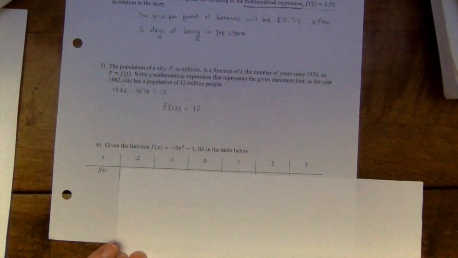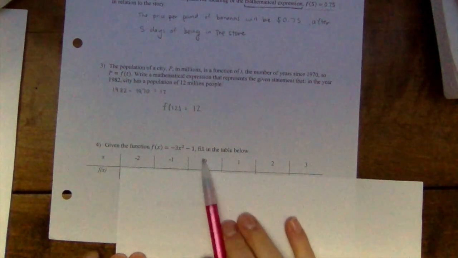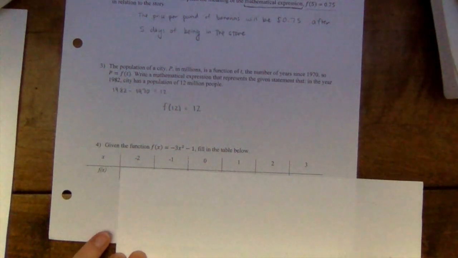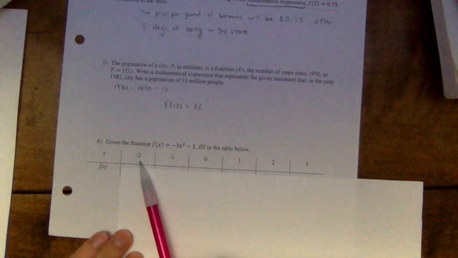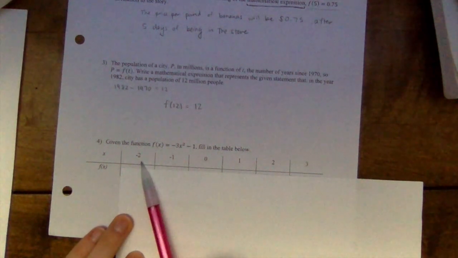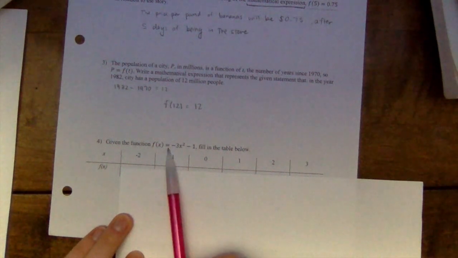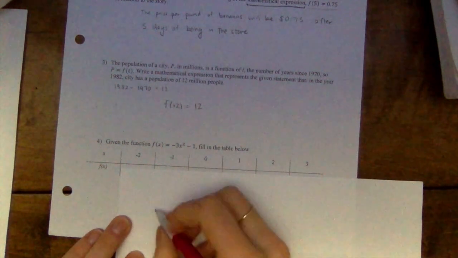All right, moving along here, we got to number 4. So we're given a formula and we're asked to fill in the table. I'll do one with you, and then I want you to pause the video and finish the rest of them yourself. So let's start with x equals -2. So that means that -2 is our input, and we're looking for the function value of f of x at x equals -2.